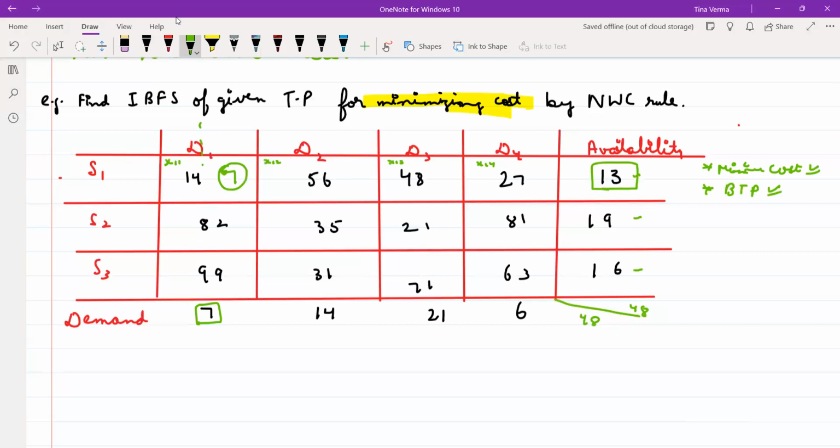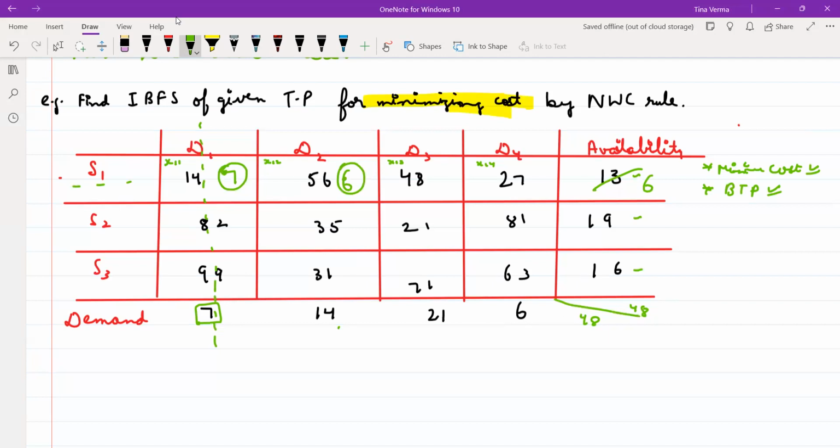So you will cut the concerned column, whose demand is now equal to zero. Is it clear? And the availability will be 13 minus 7, that is 6. Now what is your next northwest entry? This one is cut, and this is 56. What is the minimum of 6 and 14? It is 6. So you will assign 6 over here.